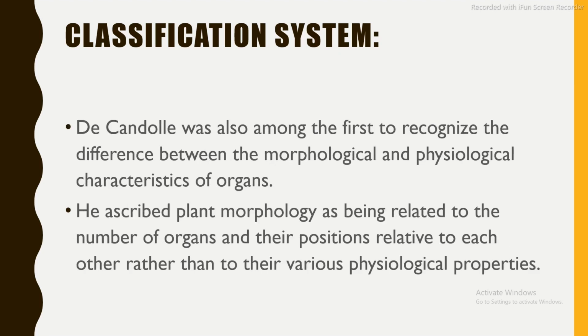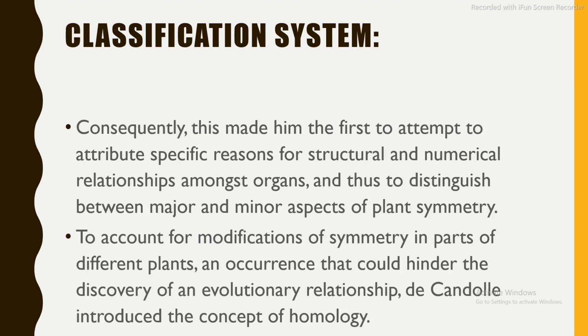Classification system. De Candolle was also among the first to recognize the difference between morphological and physiological characteristics of organs. He ascribed plant morphology as being related to the number of organs and their positions relative to each other rather than to their various physiological properties. Consequently, he was the first to attempt to attribute specific reasons for structural and numerical relationships amongst organs and thus to distinguish between major and minor aspects of plant symmetry.